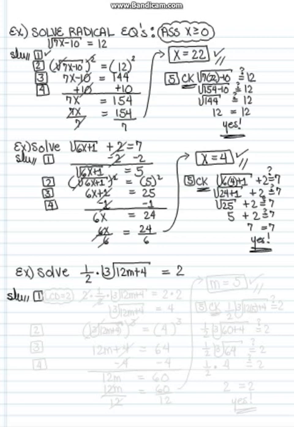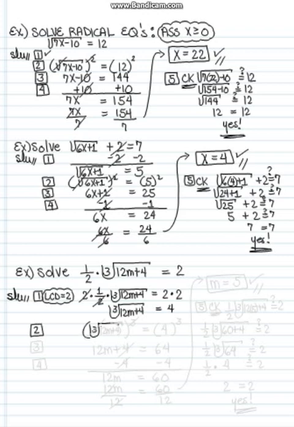Last problem, step 1, isolate the radical. Well, the reason it's not isolated is because there's a 1/2 factor. So we get rid of the fraction by multiplying both sides by the LCD, which is 2. So 2 times 1/2 times the radical on the left equals 2 times the number on the right. 2 times 1/2 cancels, and it just leaves 1. 1 times the cube root of 12m plus 4 equals the right side 4.